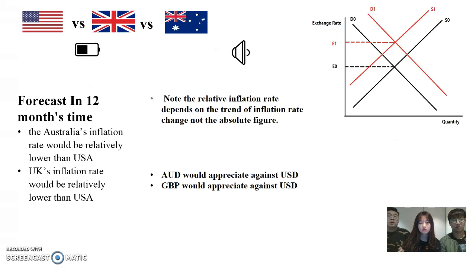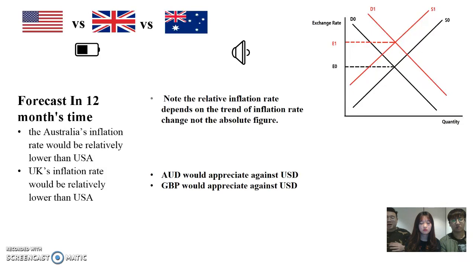So we forecast in 12 months time, the Australian inflation rate will be relatively lower than the USA, and the United Kingdom inflation rate will be relatively lower than the USA. Note the relative inflation rate depends on the trend of the inflation rate change, not the absolute figure.